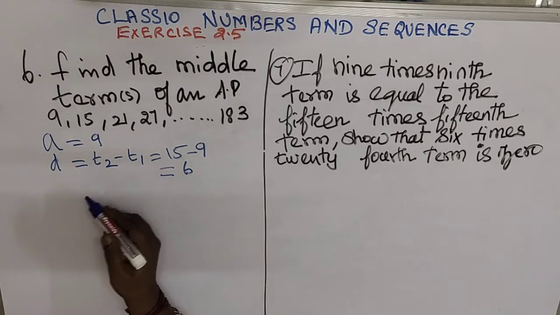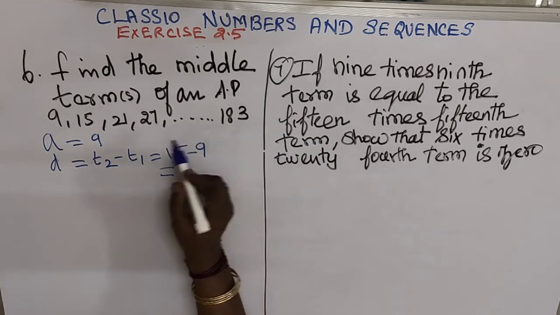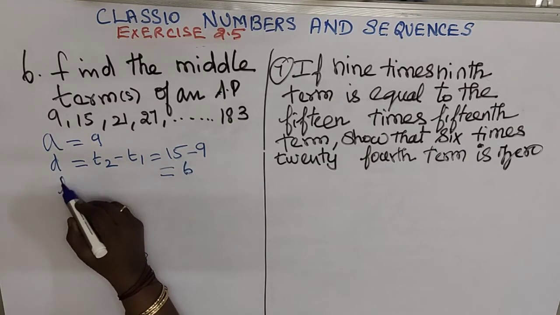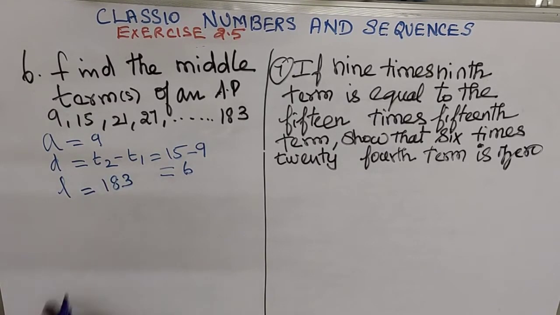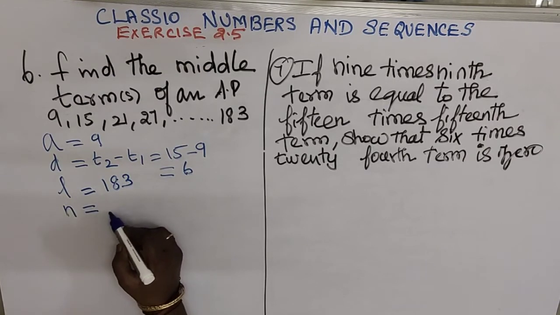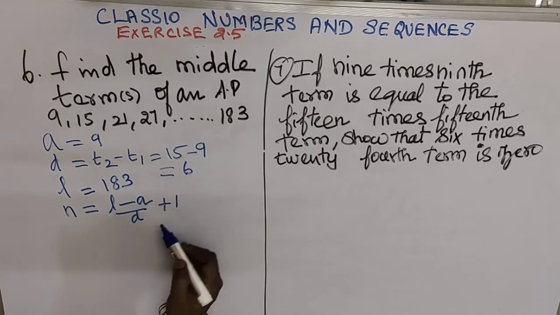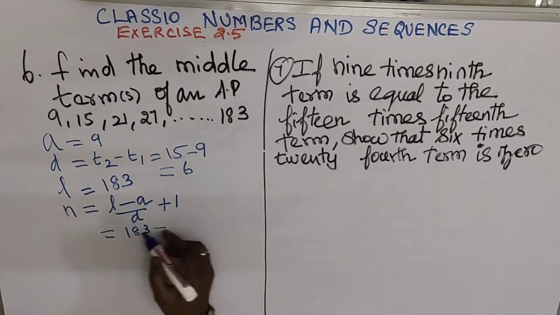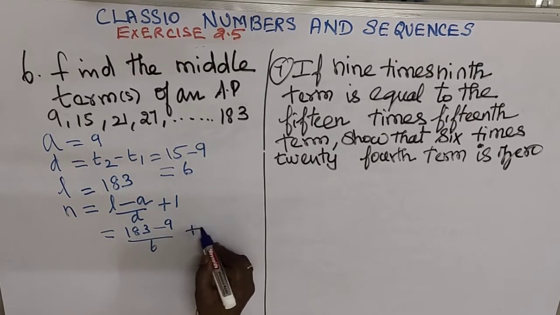Now here we have to find the number of terms. That means T1, T2, T3 and so on. Here we can take 183 as the last term, that is L. In order to find the number of terms, we have a formula: (L minus A) by D plus 1. So 183, the last term, minus the first term 9, by D, which is 6, plus 1.